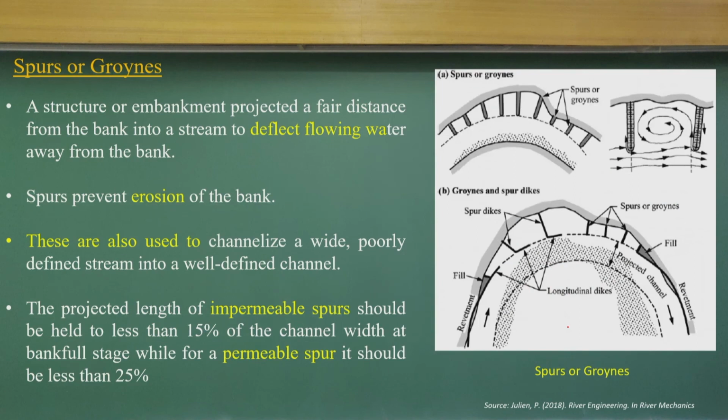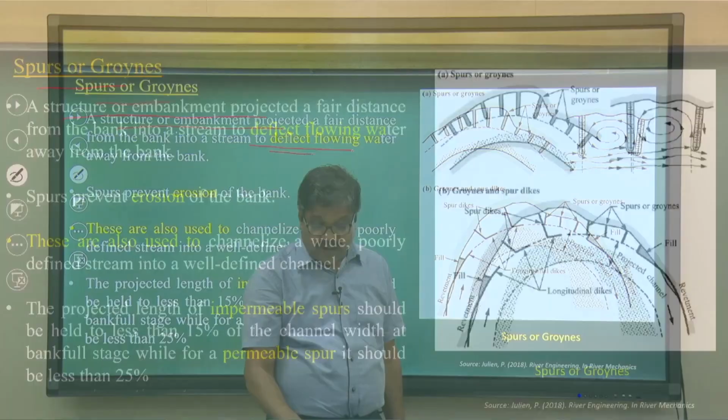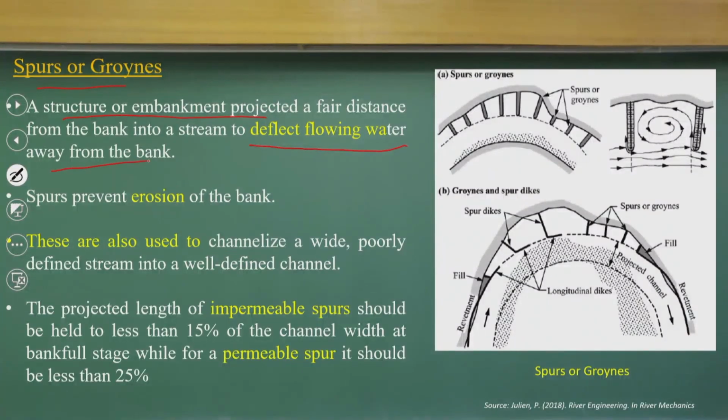If you look at the next slides, which talk about engineering points, we talk about spurs and groins. Spurs or groins are structures or embankments projected at a fair distance from the bank into the stream to deflect the flowing water away from the bank.